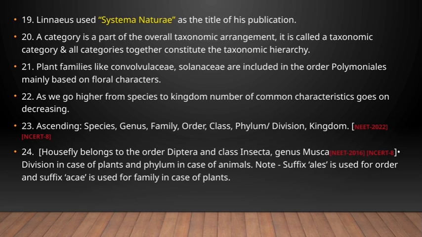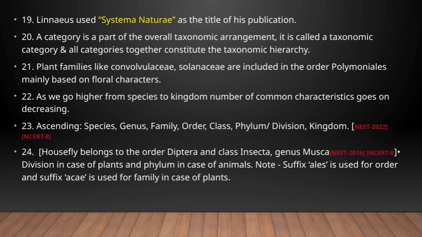This hierarchy helps us organize living things systematically. For example, plant families like Convolvulaceae and Solanaceae are grouped into the order Polemoniales. Interestingly, this grouping is mainly based on floral characteristics, which are quite significant in plant classification. As we move from species up to the kingdom level, the number of common characteristics shared among the organisms decreases. That's because higher levels of classification encompass more diversity, so they share fewer traits.